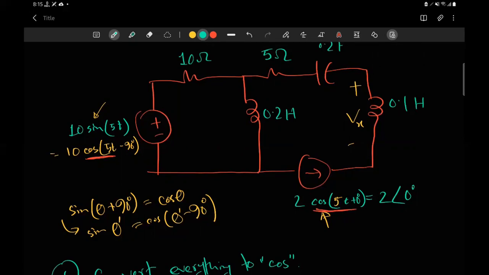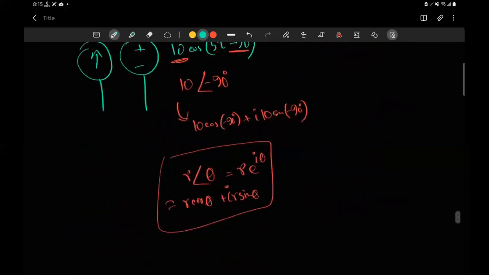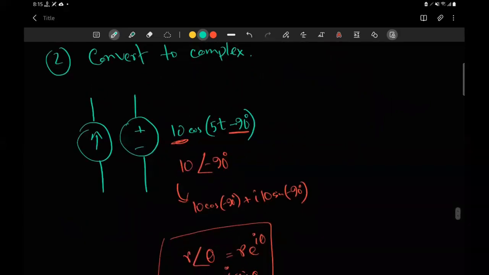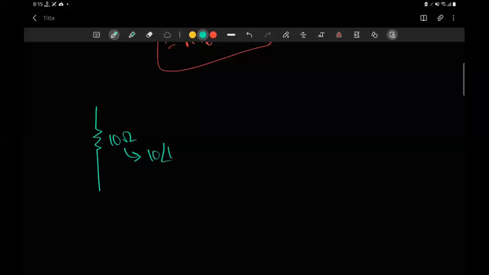Okay, so basically this is how we write the complex forms of a voltage or current source. Now let's come to our other elements, for example resistors. Say you have a 10 ohm resistor. What's the complex equivalent of this? Well, just 10 angle 0 degree.